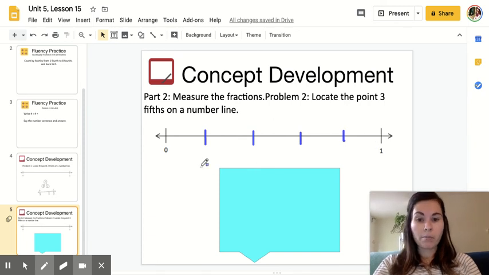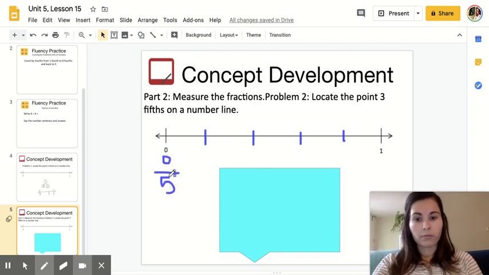Now my first step is I need to label my 0. 0 is how many fifths? Yes, 0/5. Now let's look at my 1. 1 is how many fifths? Exactly, 5/5.